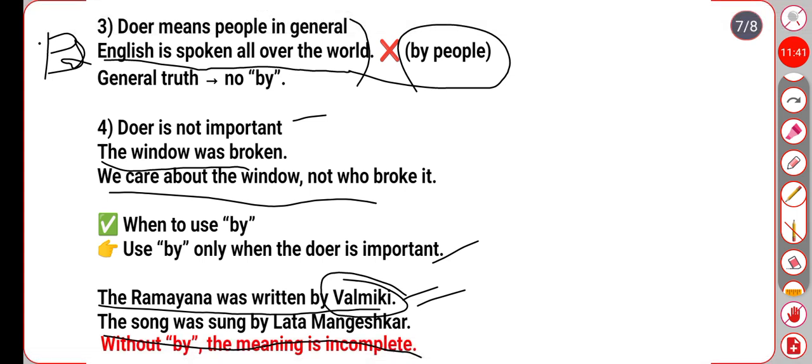So you can see, wherever there are indefinite pronouns or general people or general truth, we don't have to write by in that situation. Okay. I hope you understand.